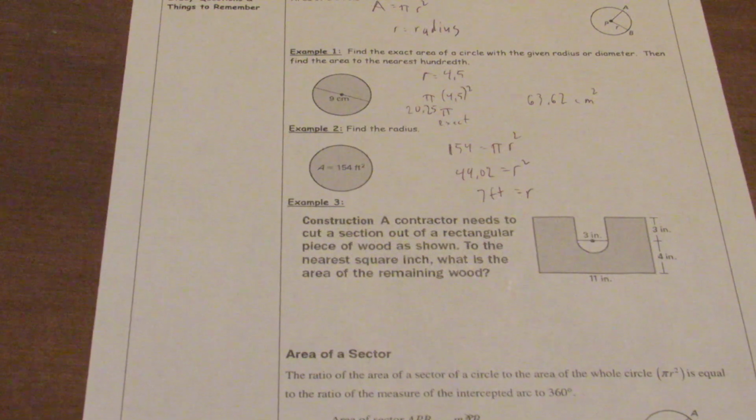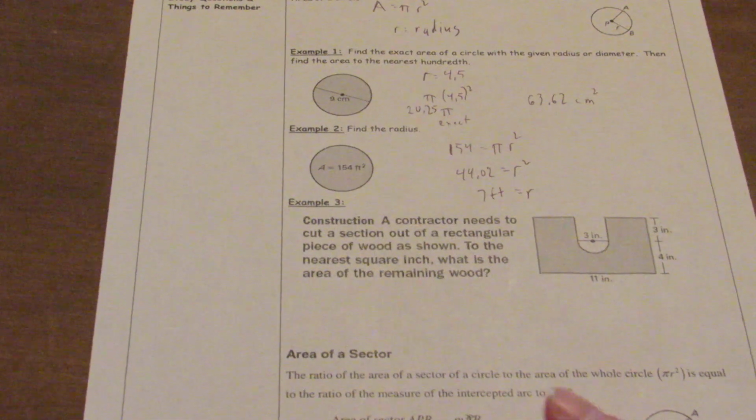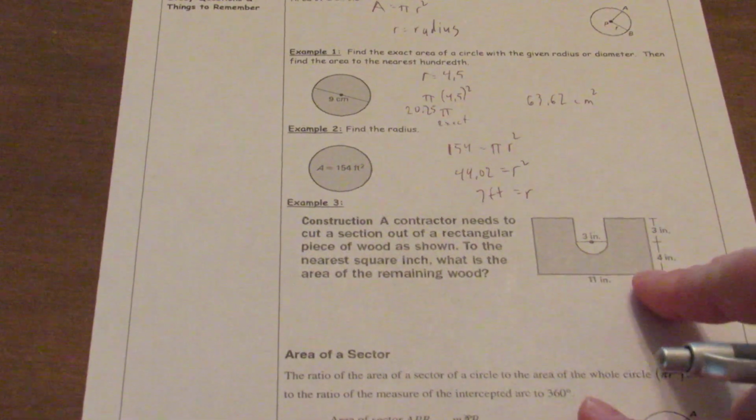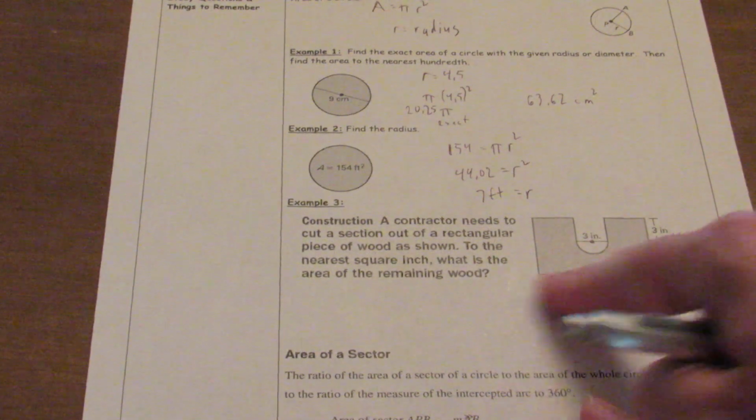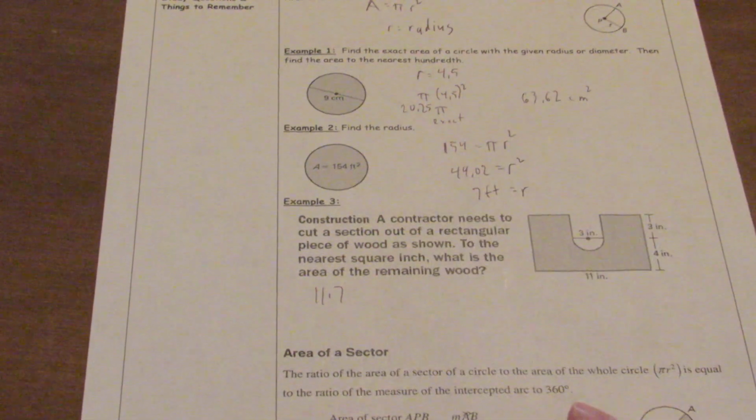Example 3. A contractor needs to cut a section out of a rectangular piece of wood as shown. To the nearest square inch, what is the area of the remaining wood? So first, we want to know the area of the whole rectangle. We have 11 by 7. That is our rectangle.